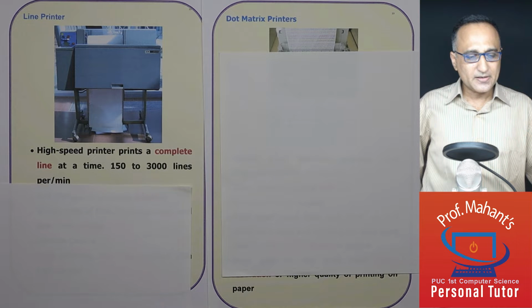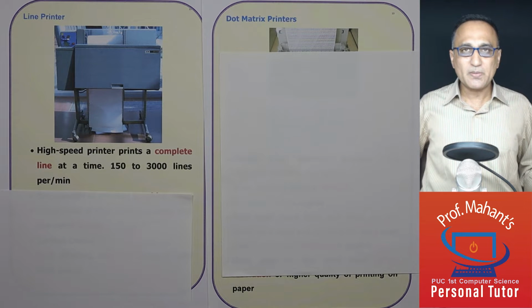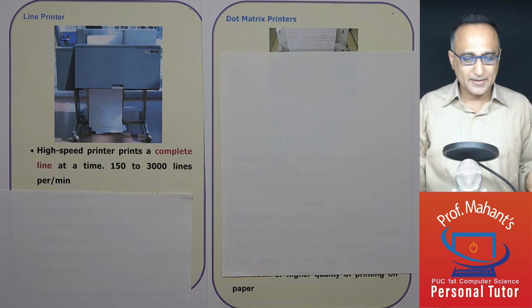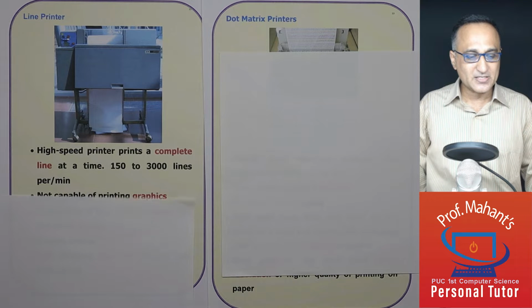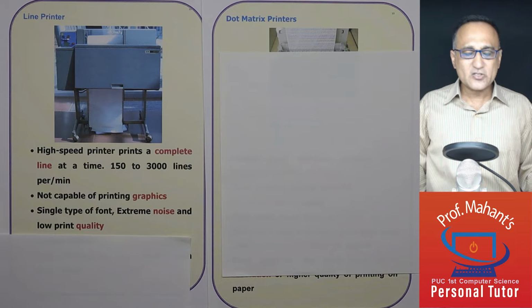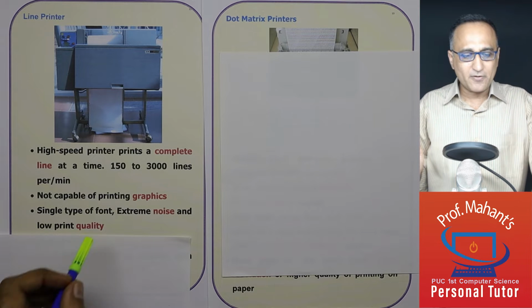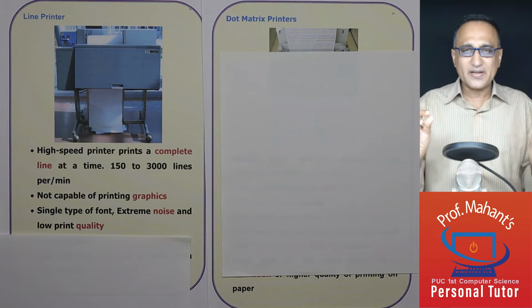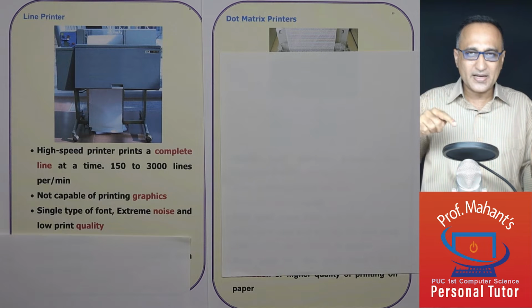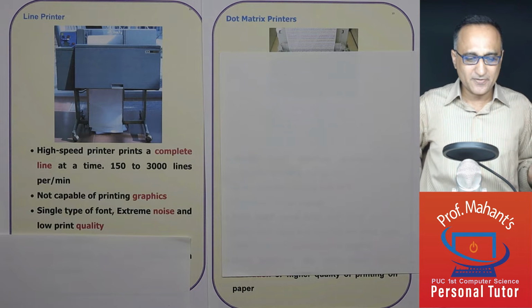A line printer is a high-speed printer which is capable of printing one line at a time. The advantage of a line printer is it can print up to 3000 lines per minute. That means it is extremely fast. But the drawback is it's not capable of printing graphics. It generally prints one particular type of font. Font means only one particular style. You can't have big styles, italics, and all those stuff.